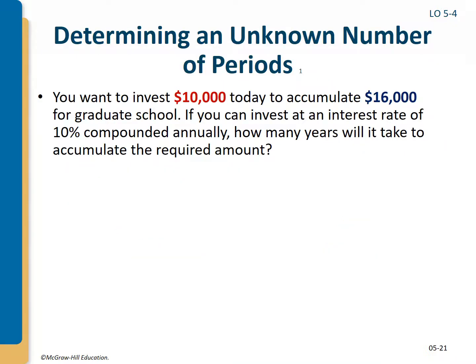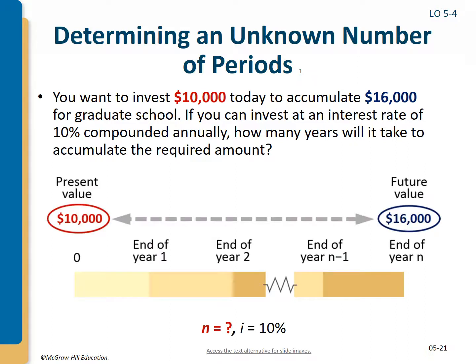You want to invest $10,000 today to accumulate $16,000 for graduate school. You can invest at an annual interest rate of 10%. So here you know the interest rate. How many years will it take you to accumulate that amount? You go about it the same way. You know the present value. You know the future value. You know the interest rate. You just need to figure out how many years.